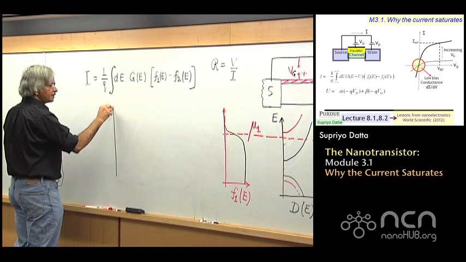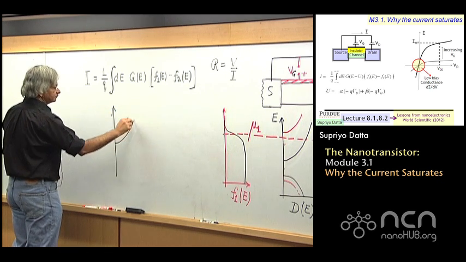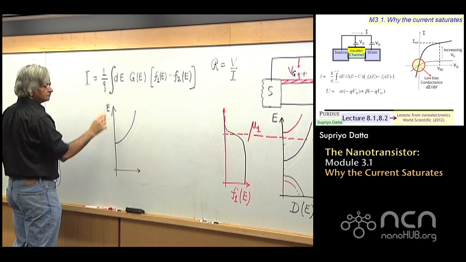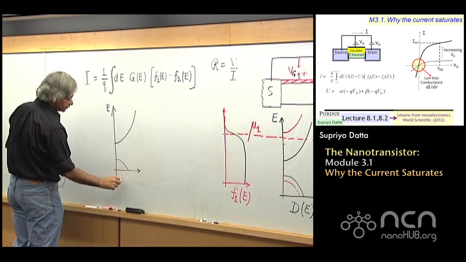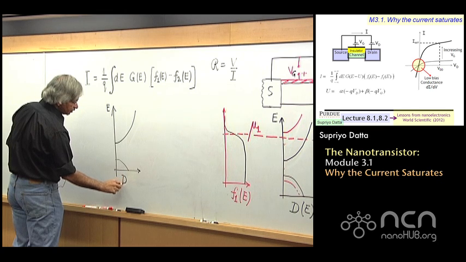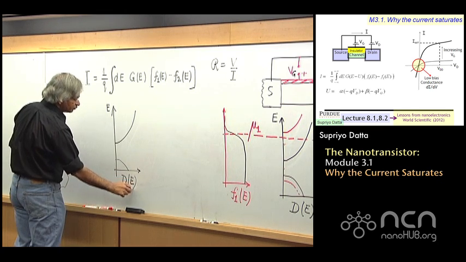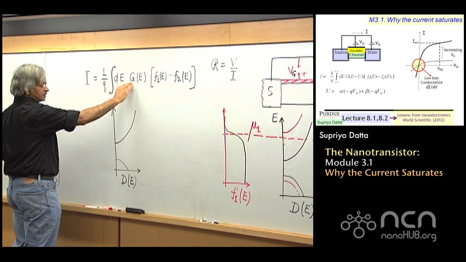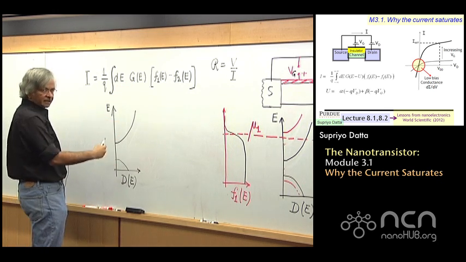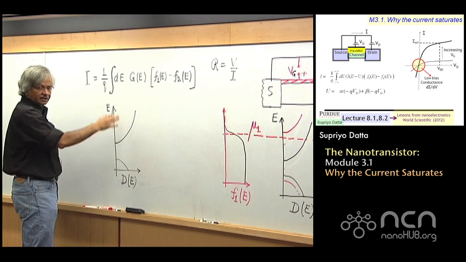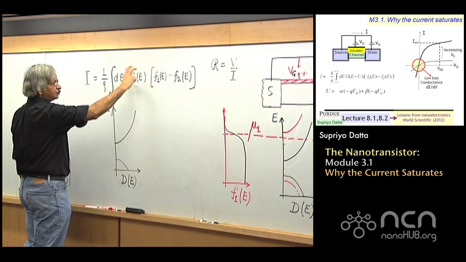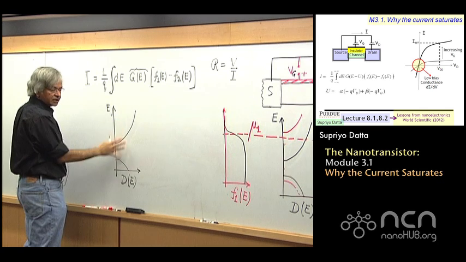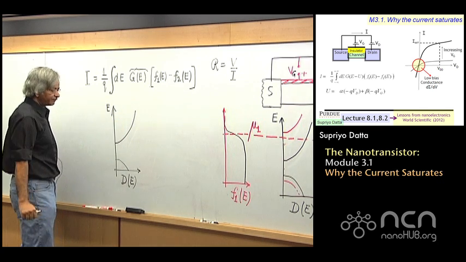Draw this picture here. This is E, this is D of E. So what I've plotted here is density of states. As you know, the conductance is proportional to the density of states. There are other factors we have discussed. So actually what you want is this conductance function, which would look qualitatively at least like this.